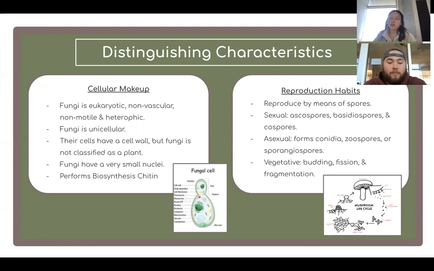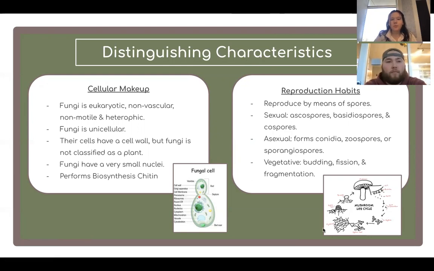It's classified as its own certain group. This is because it doesn't have chlorophyll, which allows it to do photosynthesis. Fungi also have very small nuclei, which doesn't make it a plant cell either. Fungal cells perform biosynthesis of chitin, which is the production of a polysaccharide called chitin, which acts as a protective covering for fungi. For reproduction, they reproduce by means of spores.